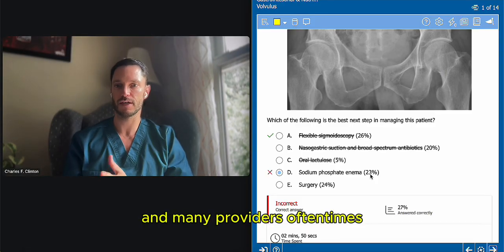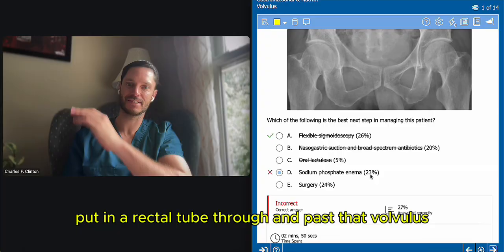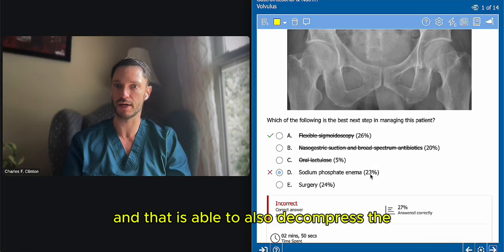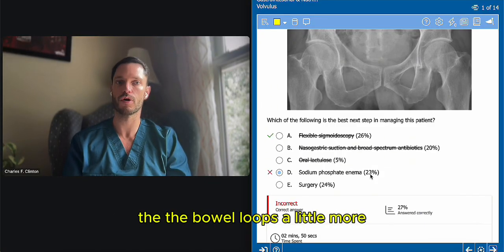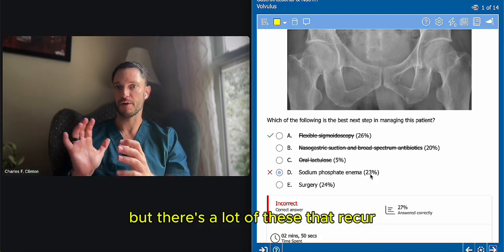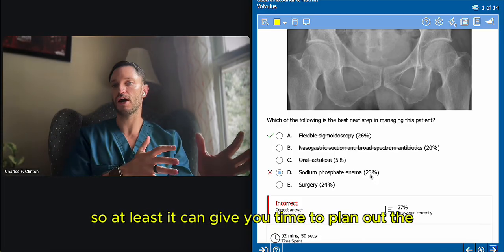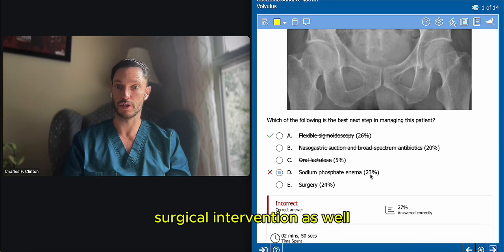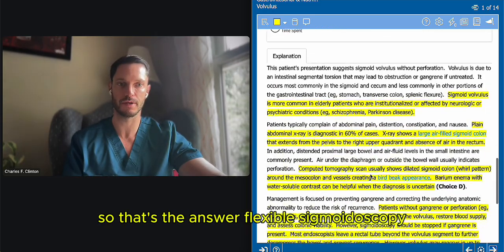Many providers also put in a rectal tube through and past that volvulus, which can decompress the bowel loops a little more. At least that can fix the problem, but a lot of these recur. So at least it can give you time to plan out the surgical intervention as well. So that's the answer, flexible sigmoidoscopy. What else can we talk about here?